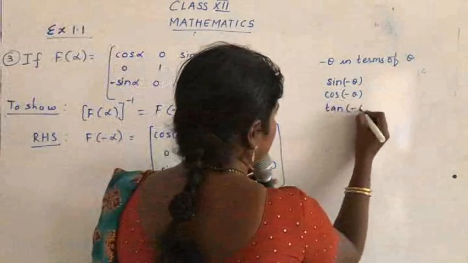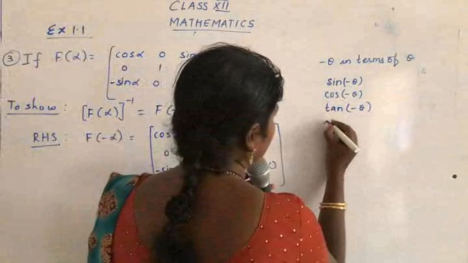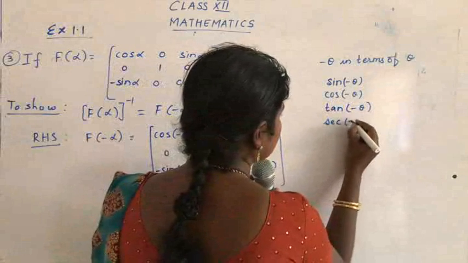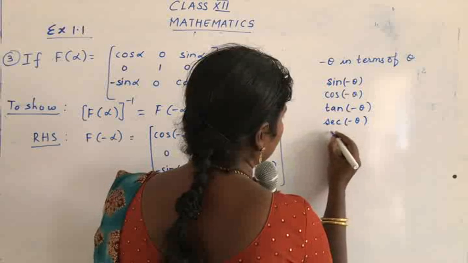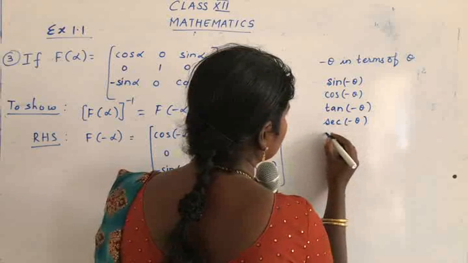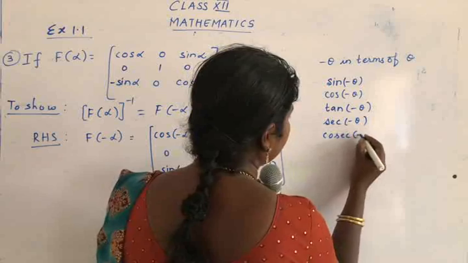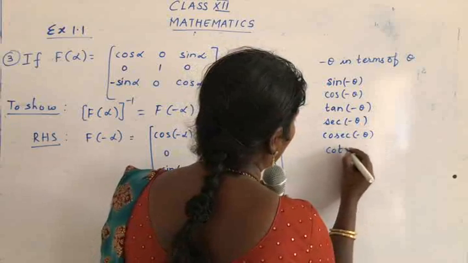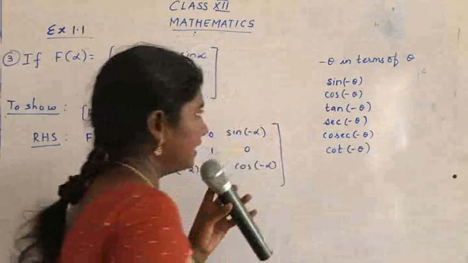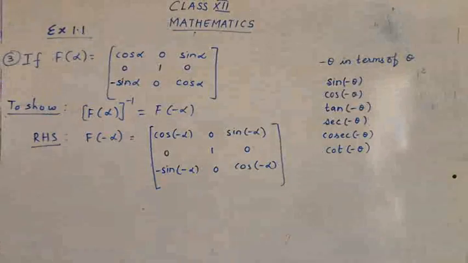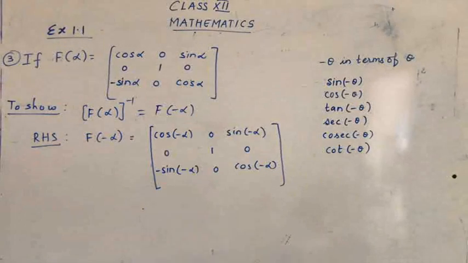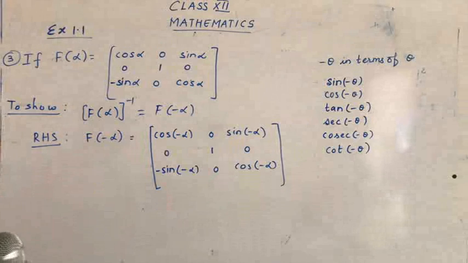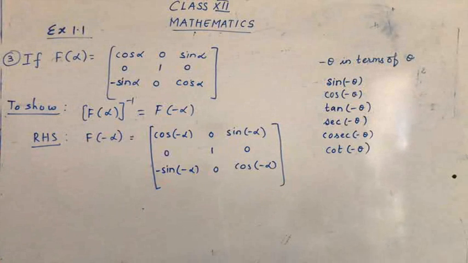Tan of minus theta, secant minus theta, cosec minus theta, cot minus theta. So we have studied about the 6 ratios in our 11th standard. Not only in 11th standard, we are studying this from our 9th standard. Yes, children? So we are going to see how to convert minus theta in terms of theta.